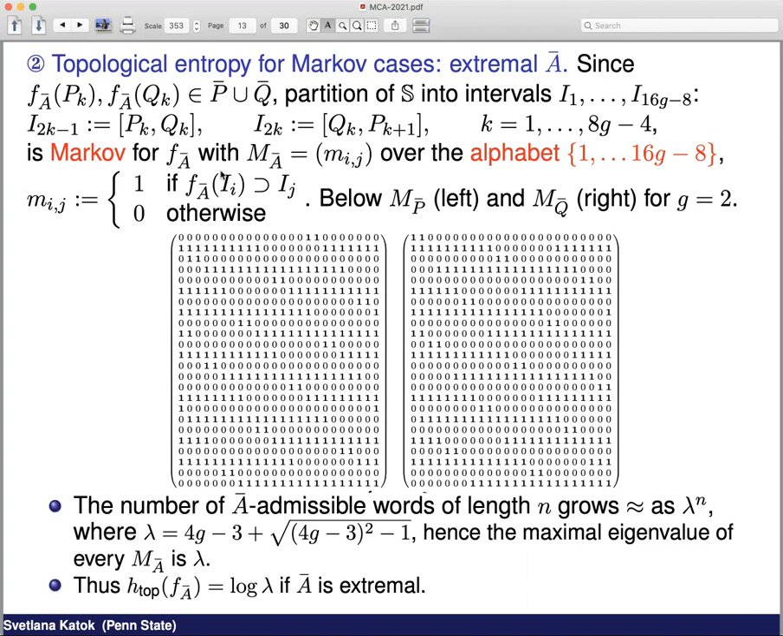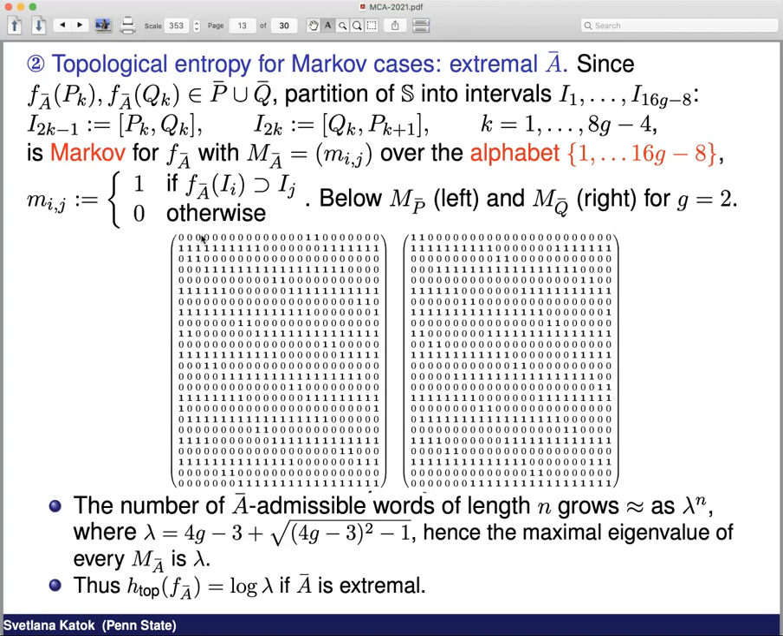And the corresponding matrix, of course, for each A will be different. So Mij is equal to 1 if FA of Ii contains Ij and 0 otherwise. This is again very standard. And the two matrices here are for P and for Q. And you will see that they look alike, but not exactly alike. And you cannot really see any symmetry.